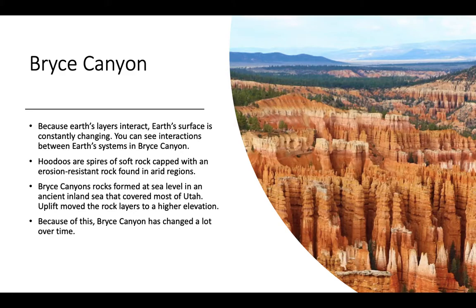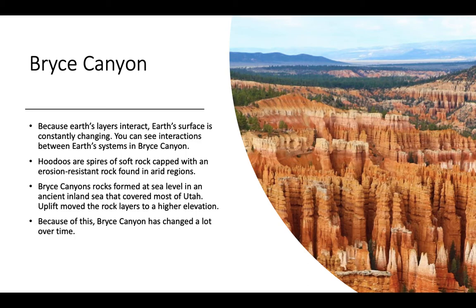So, Bryce Canyon, I want to talk about Bryce Canyon. Because Earth's layers interact, Earth's surface is constantly changing, okay? Because the wind is constantly moving, it's raining, sometimes there is liquid in the air, okay? So it might be humid, things like that. That is what's changing our Earth all the time. You can see interactions between Earth's systems in Bryce Canyon. Over here off to the right-hand side is a picture of Bryce Canyon. It's beautiful. I personally have never been there, which seems crazy. The more I read into it, the more I want to go.